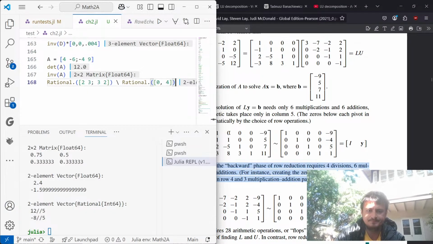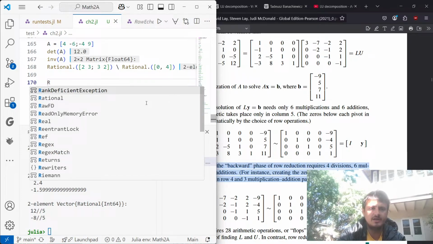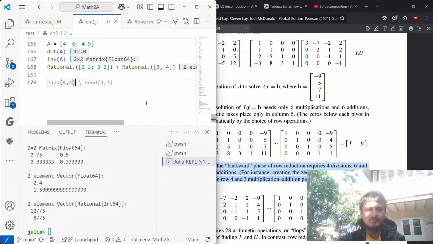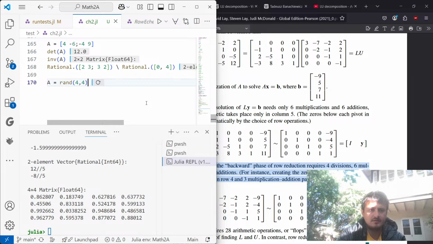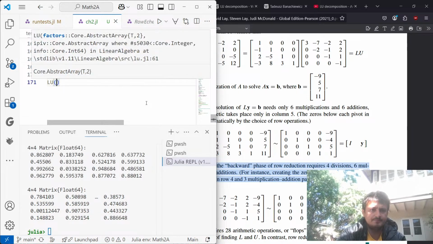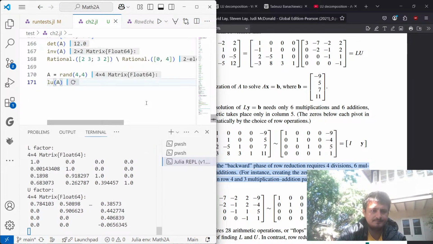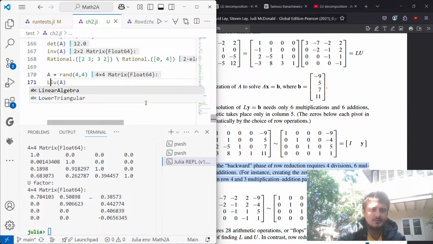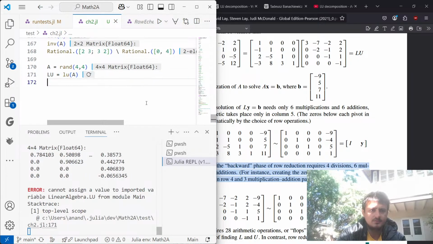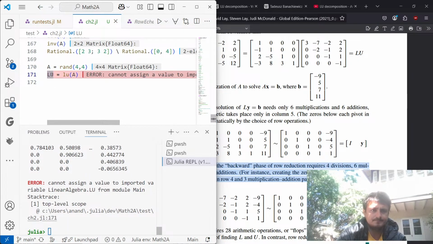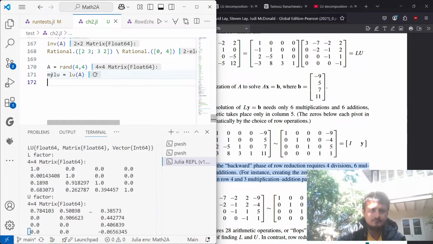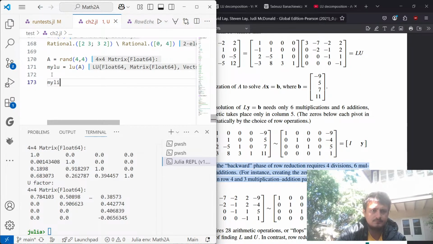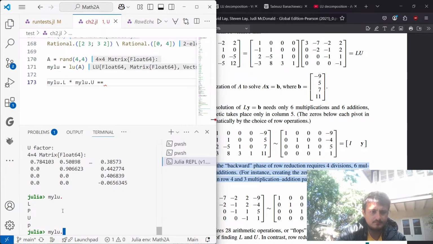Now let's do this. Let's say we have like a rand 4x4 matrix. Can we do a LU? Is it that? What does it return? It returns a struct. Oh. Wait, hold on. So it has what?